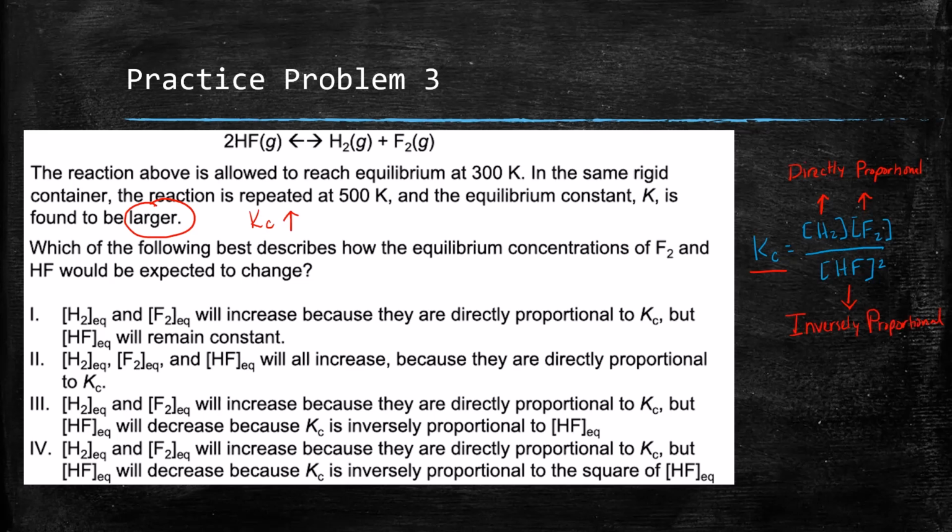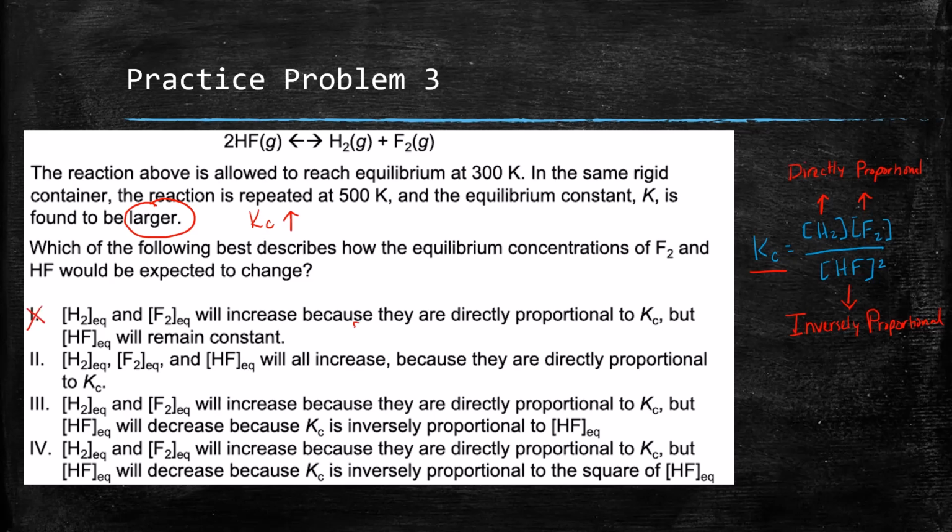So now what we're doing is looking for an answer that makes sense. The reactants have to be inversely proportional. The products have to be directly proportional. So 1. H2 and F2 will increase because they are directly proportional to Kc, but HF will remain constant. All right, so half of that's true, but the other half is false. That's probably not going to be the best answer, so I'm going to go ahead and cross that out.